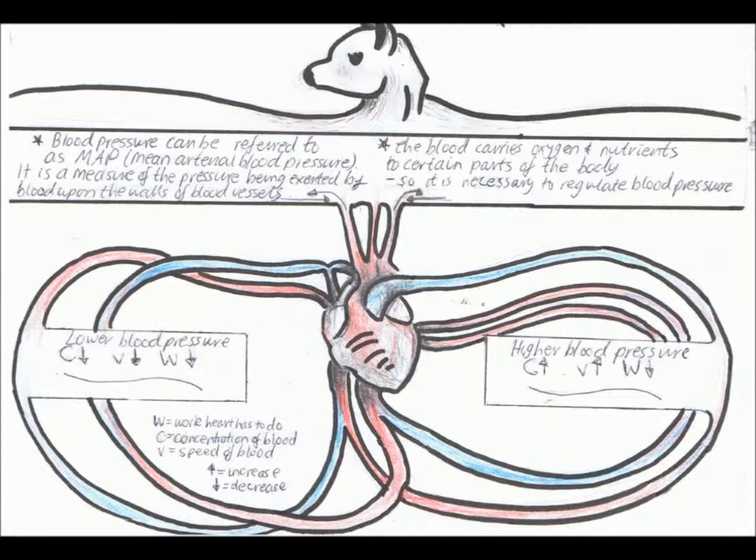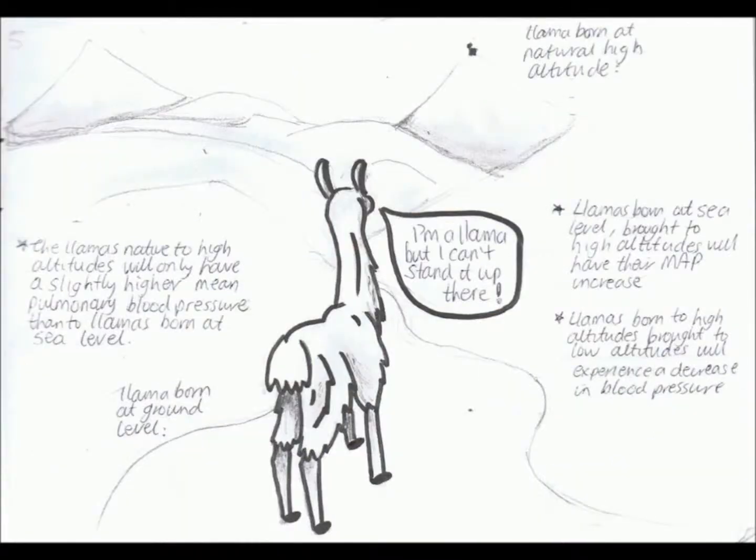A lower blood pressure means the arteries and vessels are relaxed and have a lower volume of blood in them, and this allows the heart to work less. The llamas native to high altitudes and at that altitude will only have a very slightly higher mean pulmonary blood pressure than do llamas born and at sea level. Llamas born at sea level, brought to high altitudes, will have their mean arterial pressure increase. Llamas born at high altitudes brought to low altitudes will experience a decrease in blood pressure.